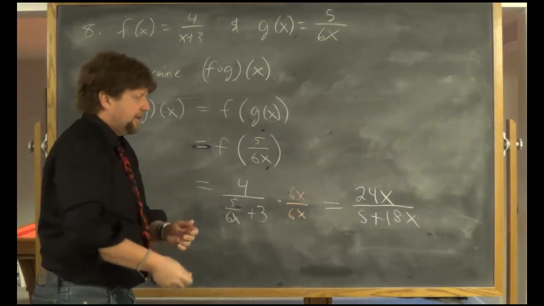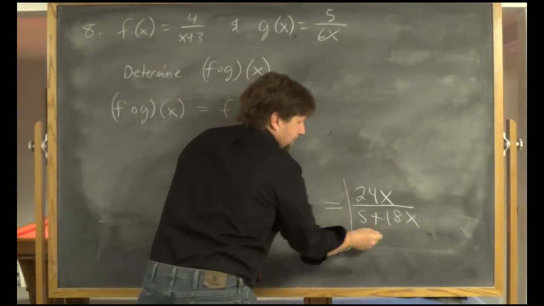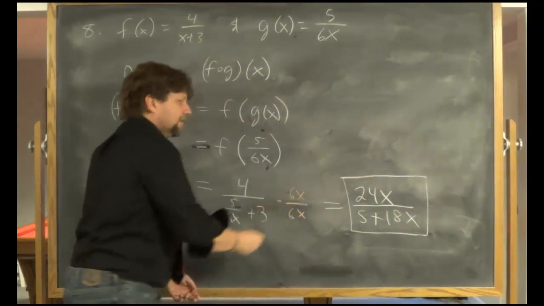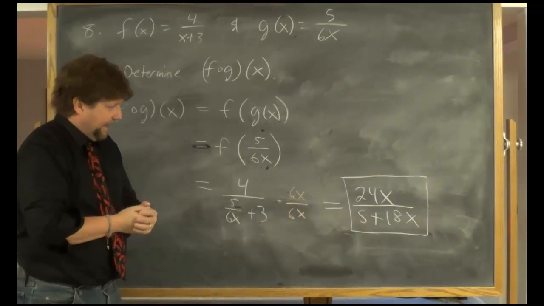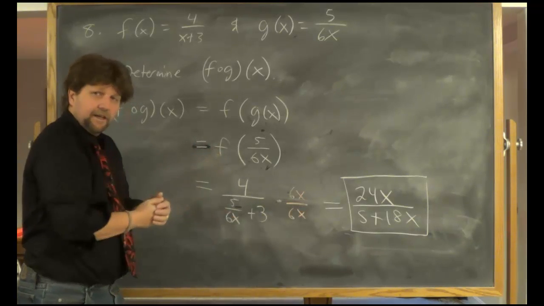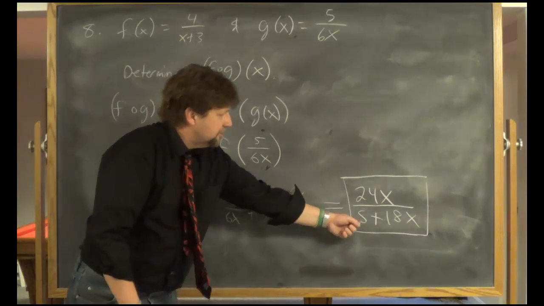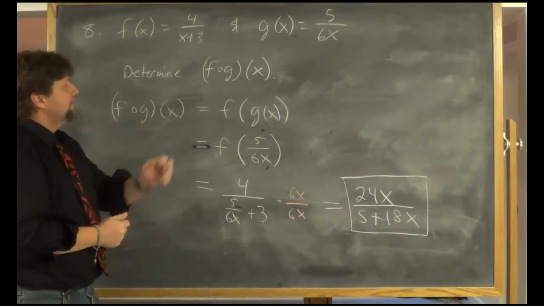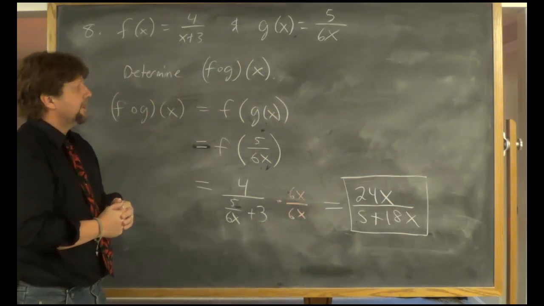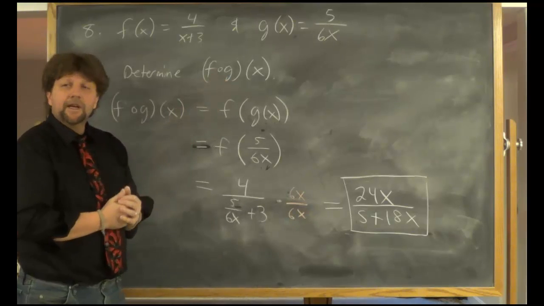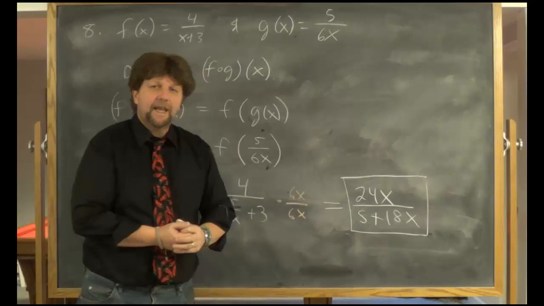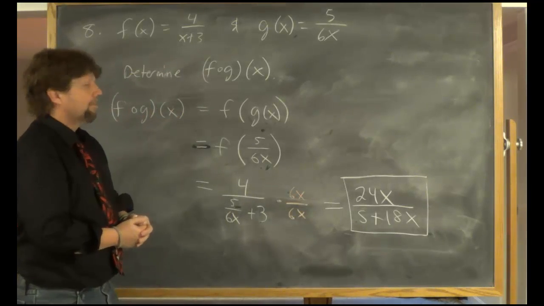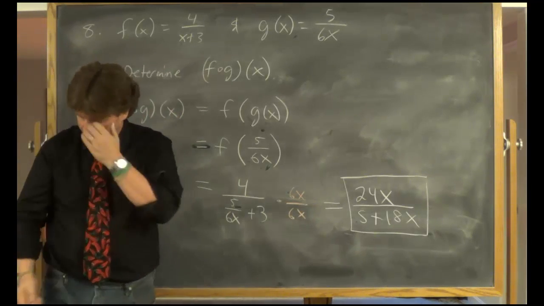And while I don't like fractions, I do think this simplified answer is a little more pleasing to look at than this ugliness here. So that's what you should have for number 8, for the f composed with g of x, or sometimes I call it the fog of x. You should have 24x over 5 plus 18x. That's it for number 8.